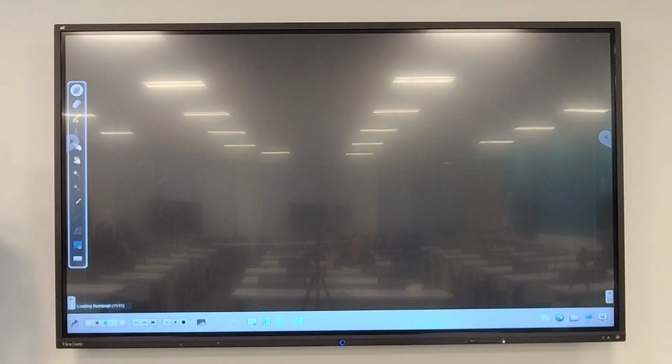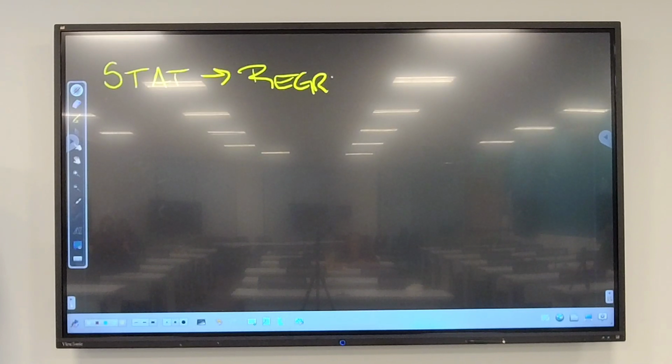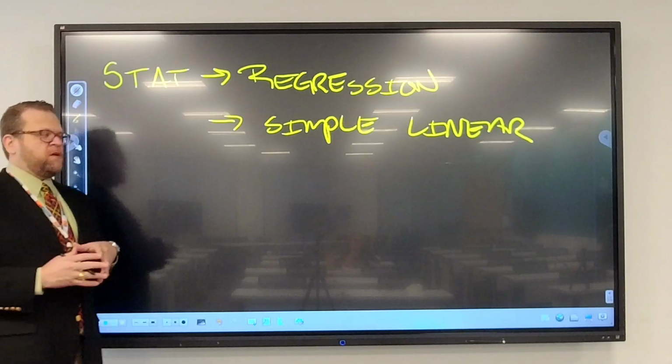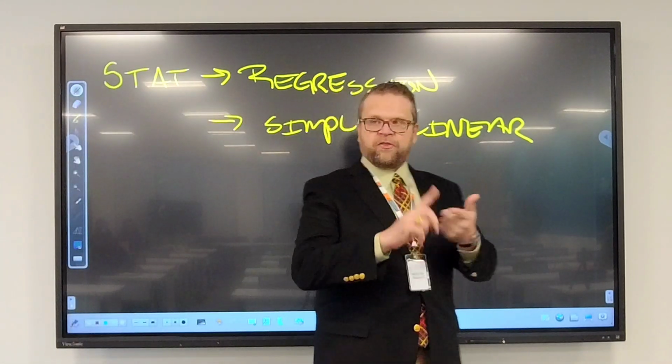What we are going to do is we will end up using utility in StatCrunch. If you click the Stat button and you click Regression, and then Simple Linear, that's what we will do every single time to produce the R value.